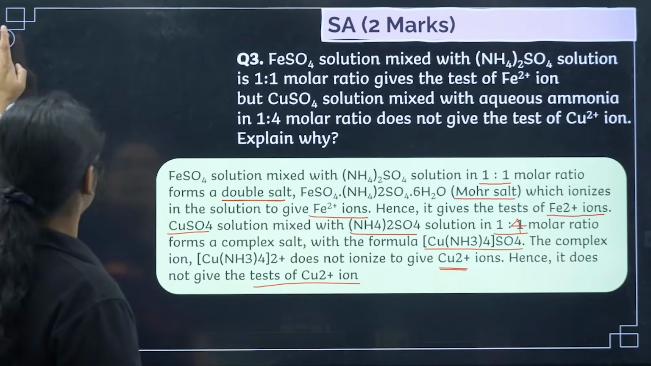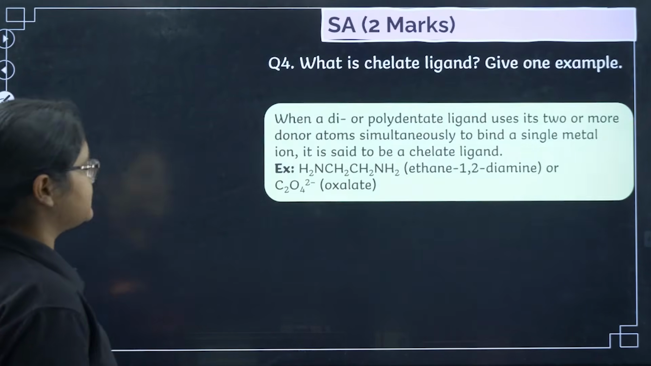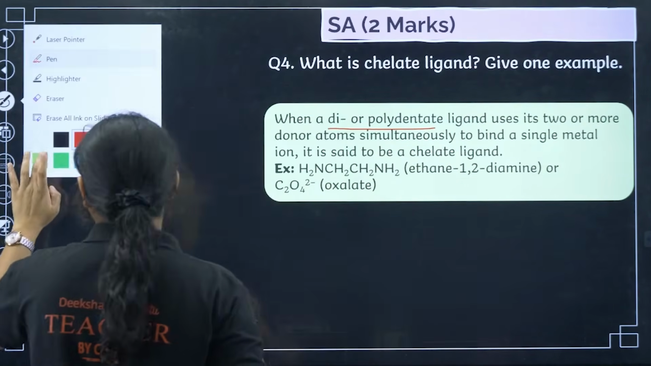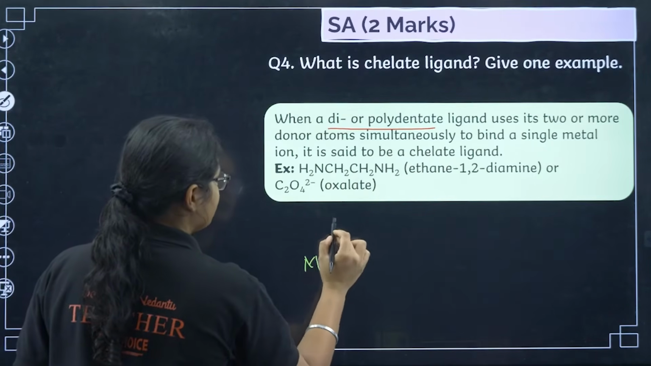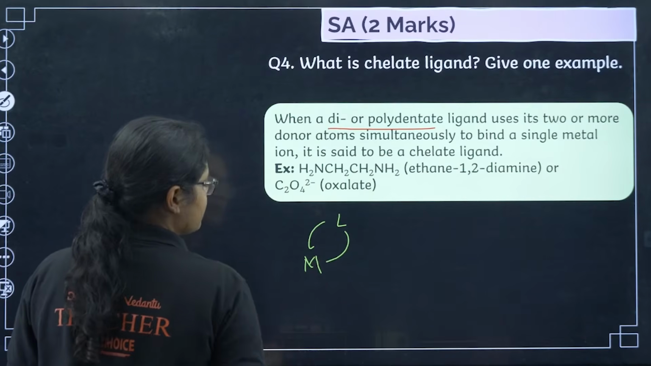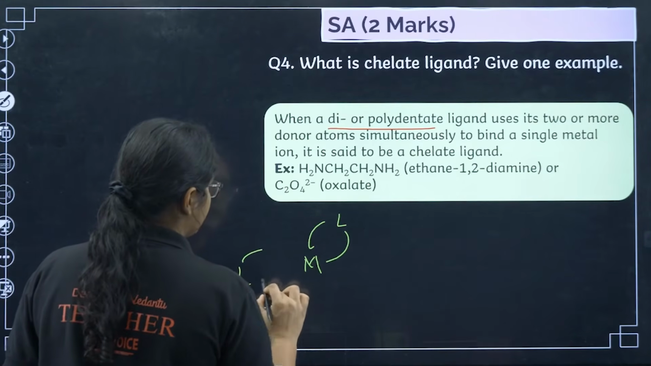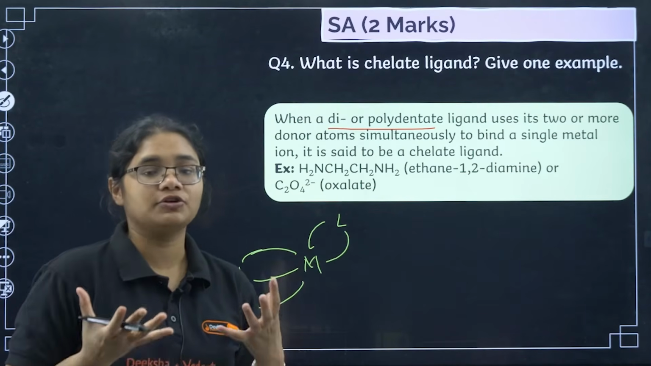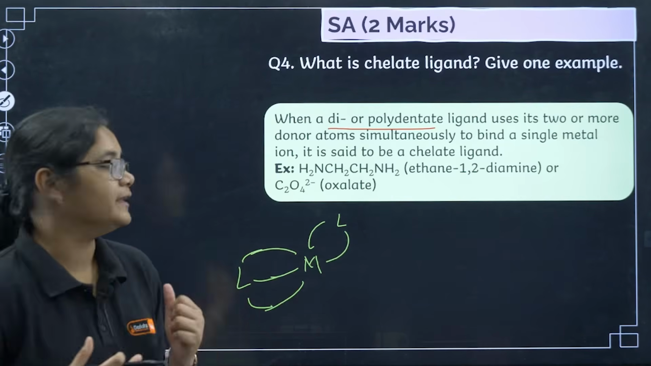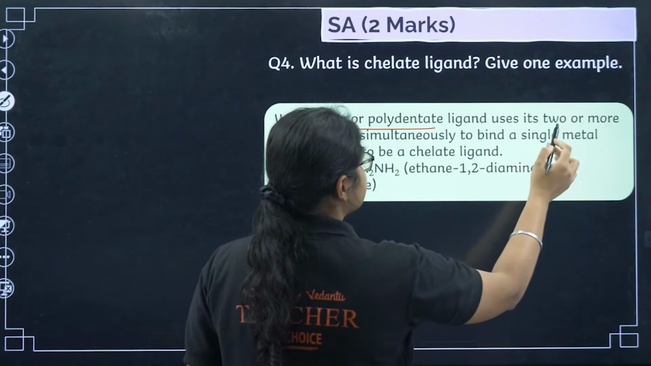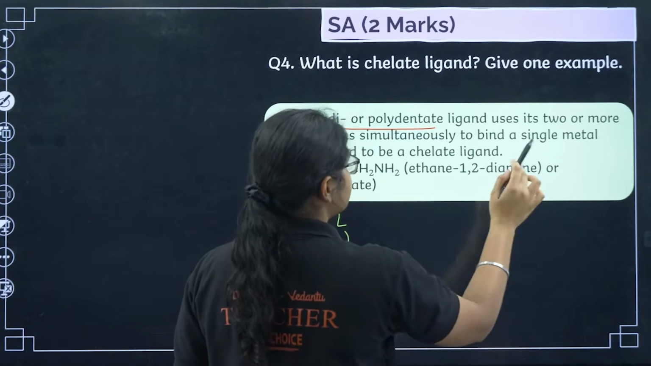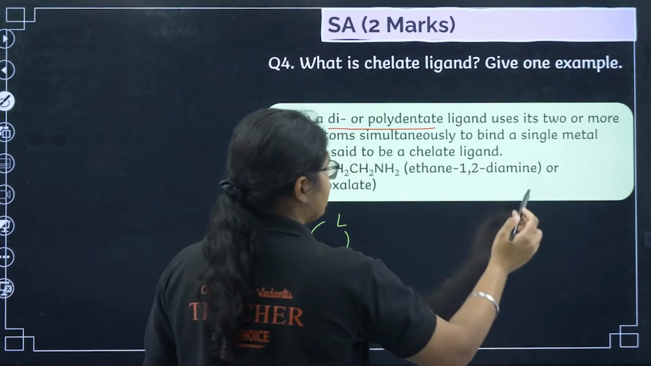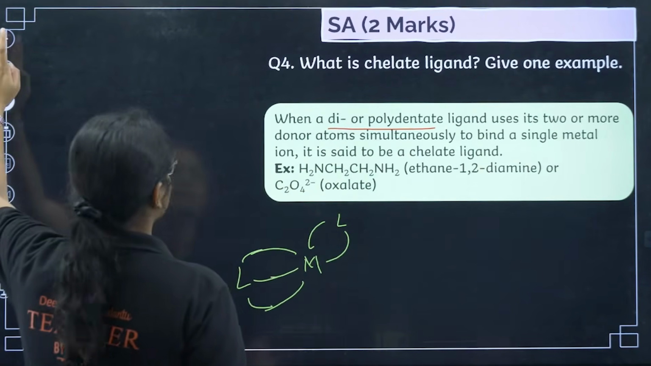Okay. Next one, what is a chelate ligand? Give an example. When you have di or polydentate ligands that bond with a metal, they form a cyclic structure with the metal, and that is called a chelating ligand. So when a di or polydentate ligand uses its two or more donor atoms simultaneously to bind with a single metal ion, it is called a chelate ligand. Examples: ethane-1,2-diamine or oxalate.